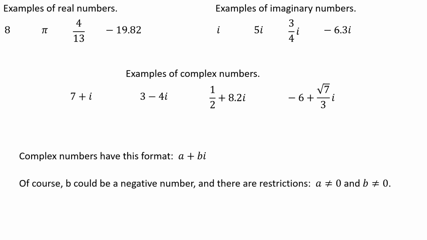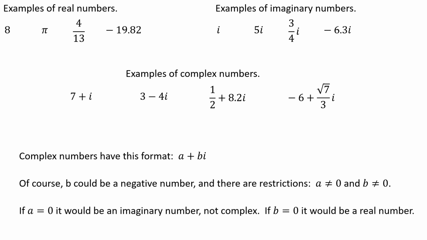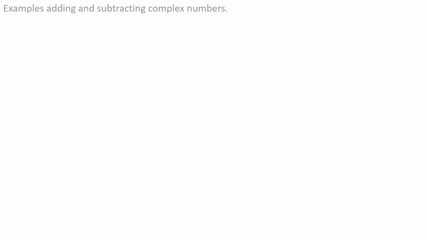Right? So b can be negative. If you look at one of my complex numbers, I've got 3 minus 4i. However, a and b cannot be 0, because if one of them is 0, it's no longer a complex number. It's just imaginary or real. So let's take a look at adding and subtracting some complex numbers.